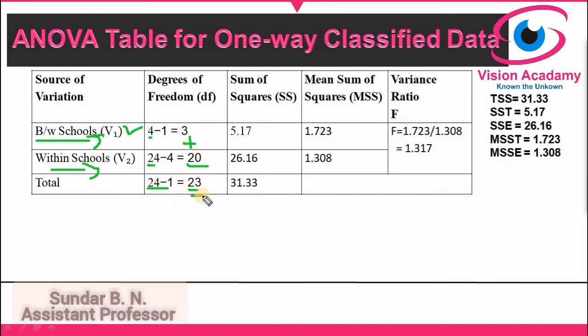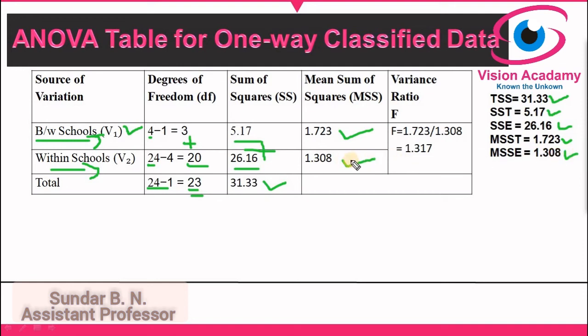We must get the same value when we add these two columns. The sum of square for treatment is 5.17, and the sum of square due to error is 26.13. So the total sum of square is 31.33. When we add these two, SST plus SSE must be TSS. So here I have just inserted the values we found. Here we have the TSS, which we found in earlier steps. We have SST, we have SSE, and MSST, that is 1.723, and MSSE, 1.308.